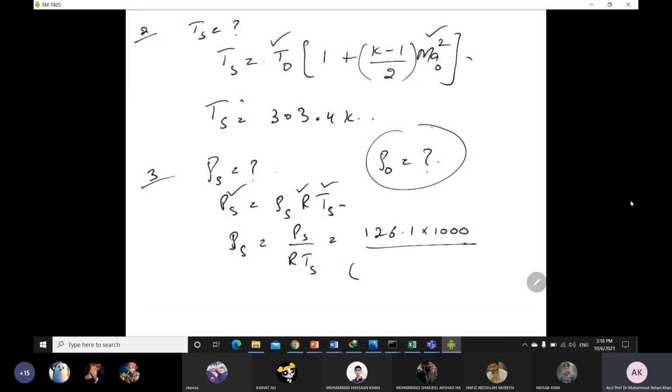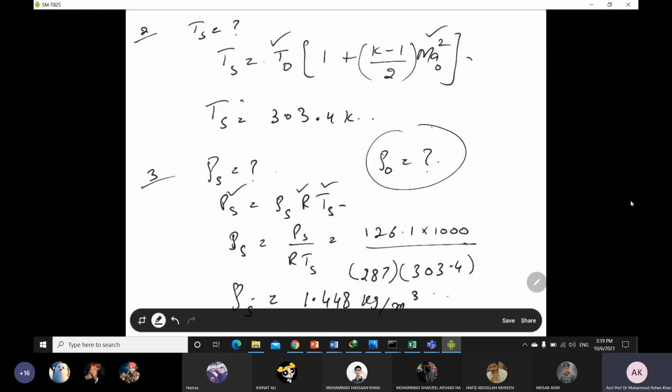Then the R value is 287 and the temperature is 303.4 Kelvin. So now here we have the stagnation density, 1.448 kilogram per meter cube. Okay, so this is the third part. Now the solution is complete, so you have to note it down. If you have any question, you can also ask me.